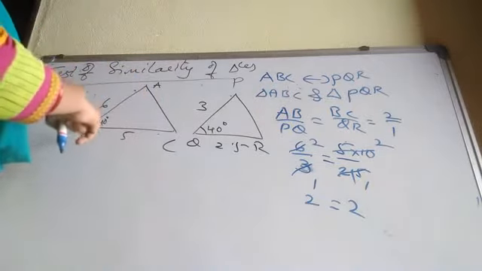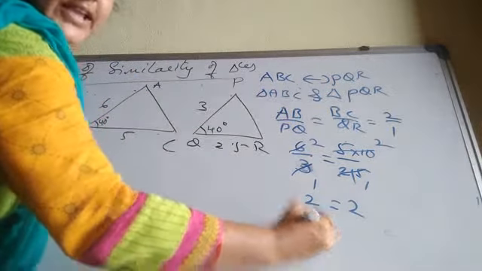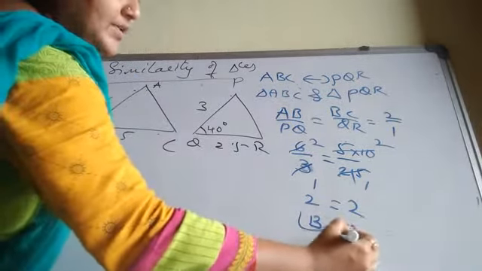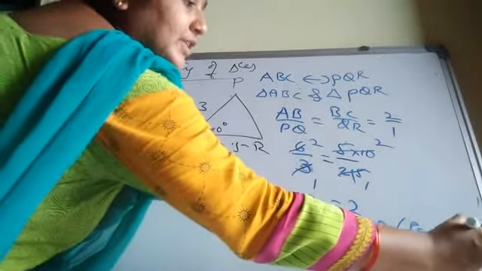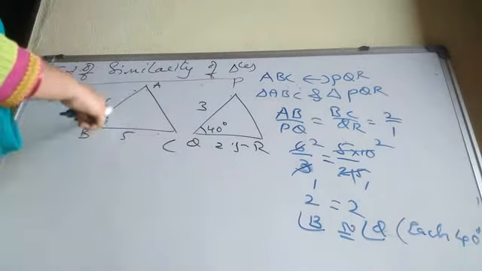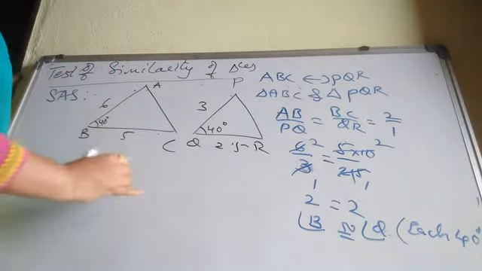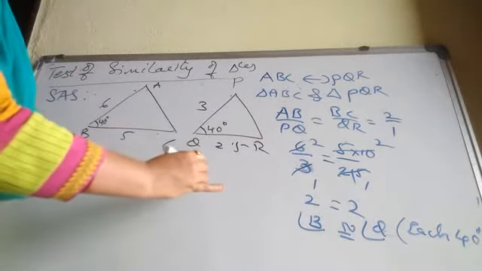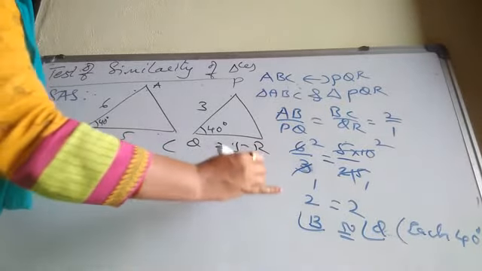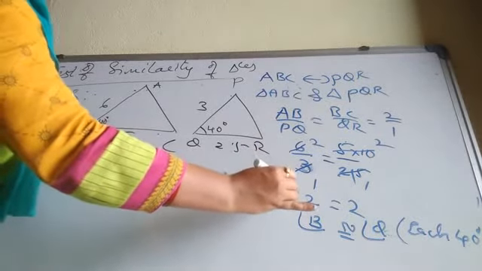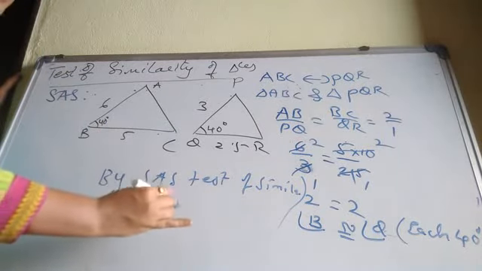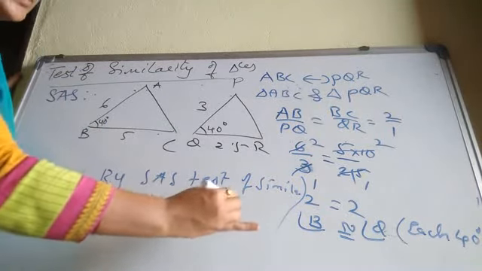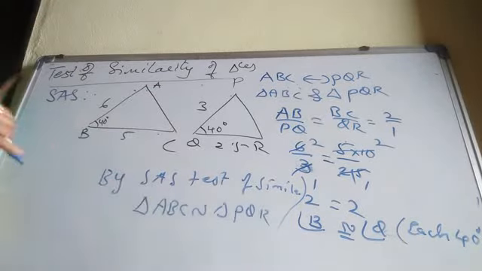Now coming to the angle. Angle B is congruent to angle Q. Each how many degrees? 40 degrees. Side angle side, by SAS test of similarity, triangle ABC is similar to triangle PQR.